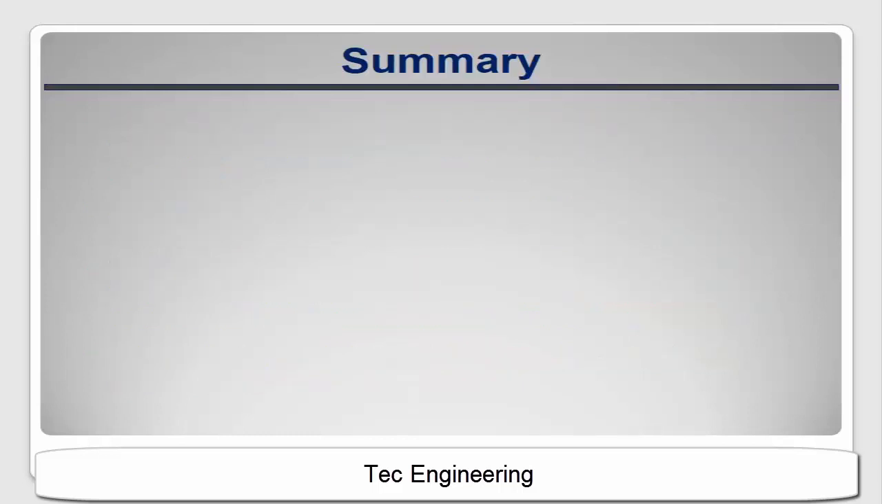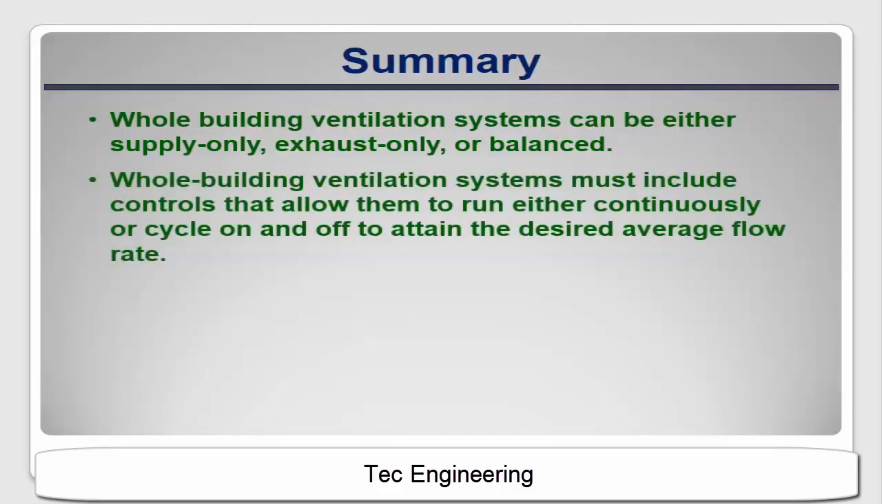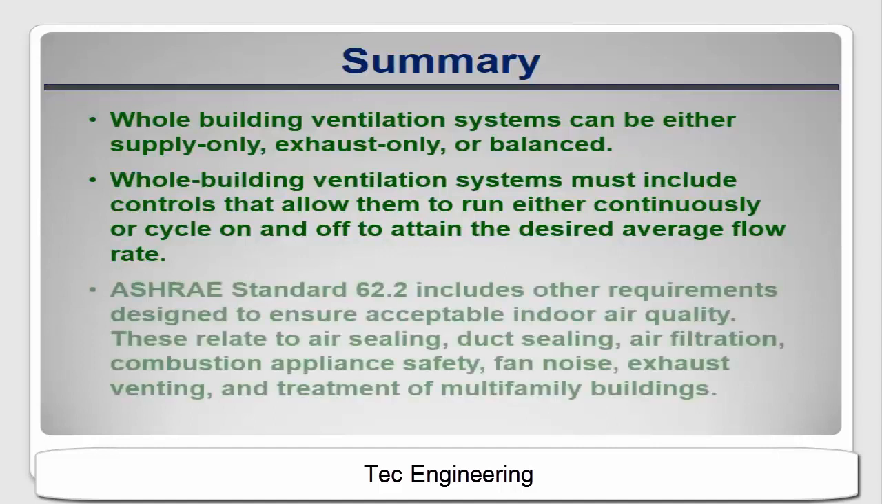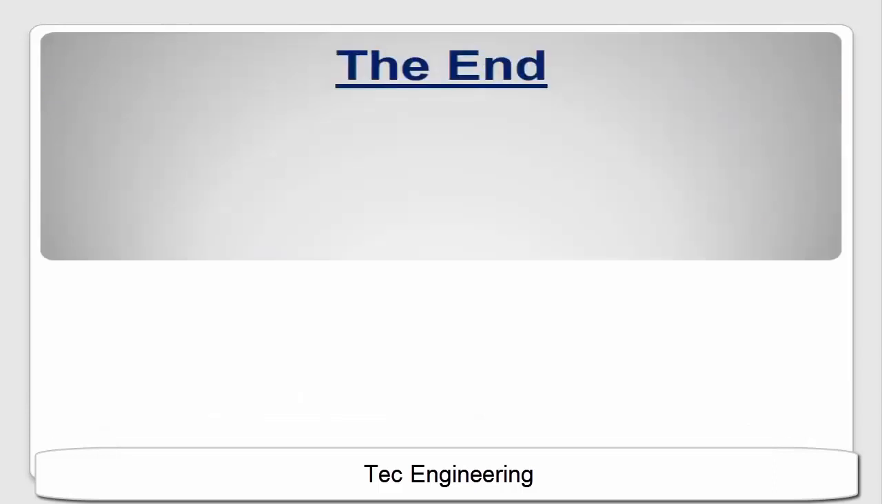The standard allows whole building ventilation systems that are either supply only, exhaust only, or balanced. These systems must include controls that allow them to either run continuously or cycle on and off to attain the desired average flow rate. And ASHRAE Standard 62.2 includes other requirements designed to ensure acceptable indoor air quality. They relate to air sealing, duct sealing, air filtration, combustion appliance safety, fan noise, exhaust venting, and treatment of multifamily buildings. You've reached the end of this course.